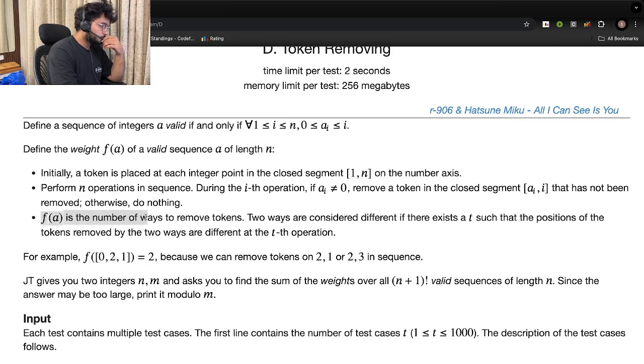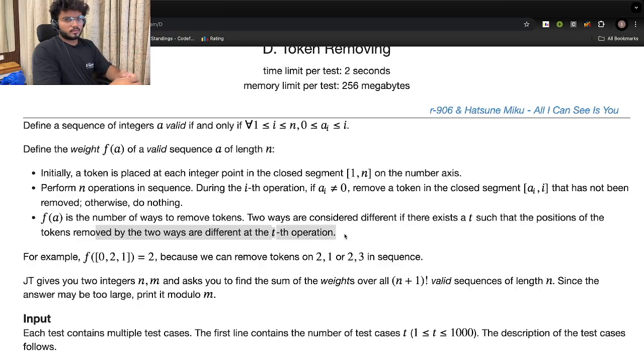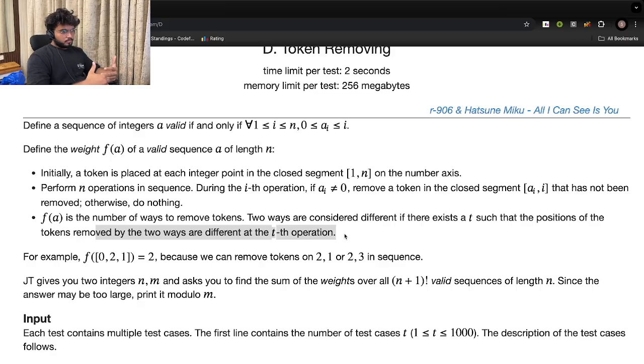So f is the number of ways to remove tokens. Two ways are considered different if there exists a t such that the positions of the token removed by the two ways are different at the tth operation, which makes sense. In any operation, if the number of tokens removed or the position of the token removed is different, then the ways will be considered different.